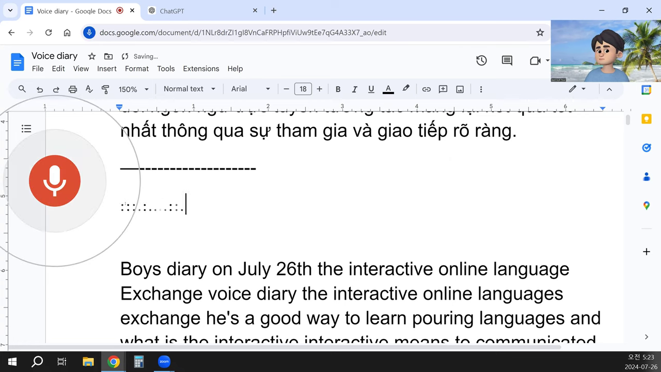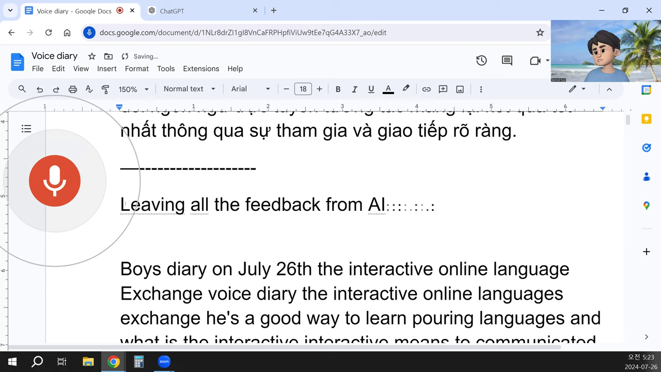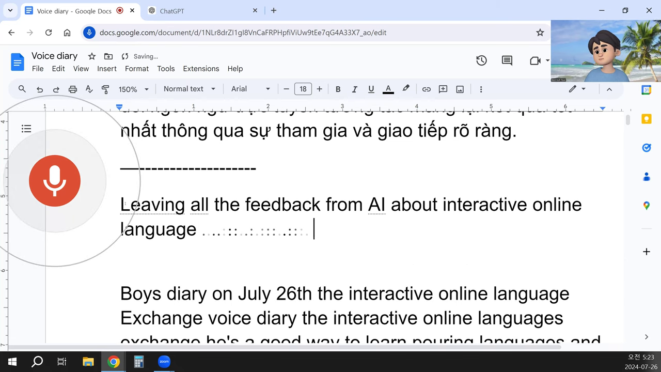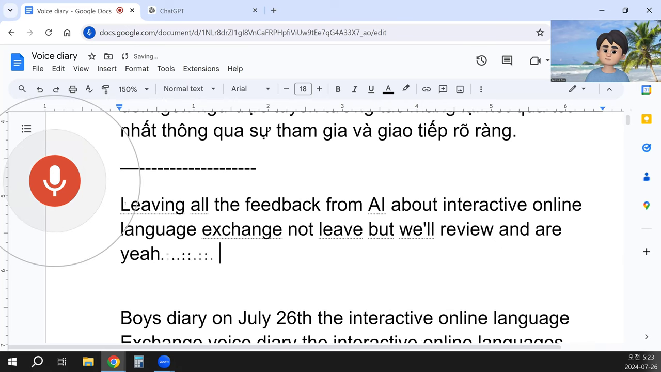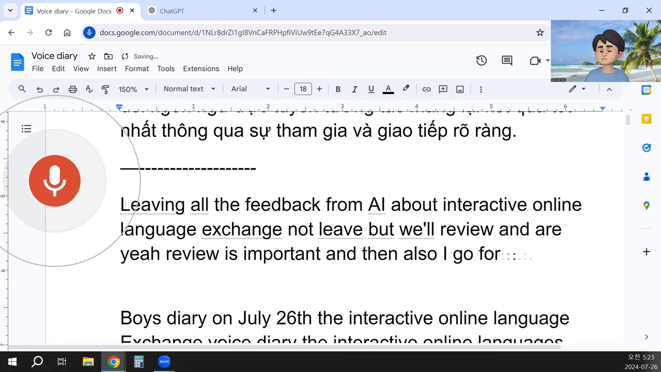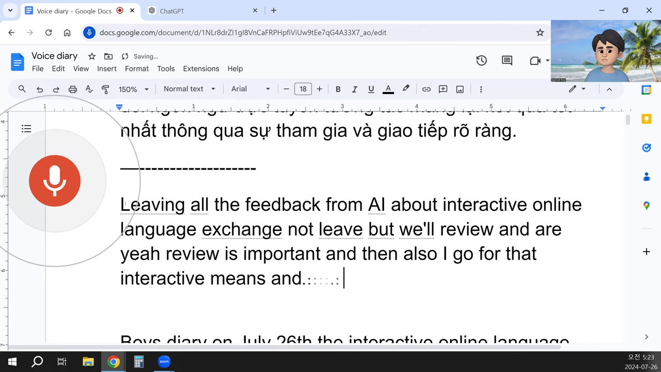Reviewing the feedback from AI about interactive online language exchange. Review is important. And then also, I go for that interactive means. And then it's not easy to be interactive, actually.